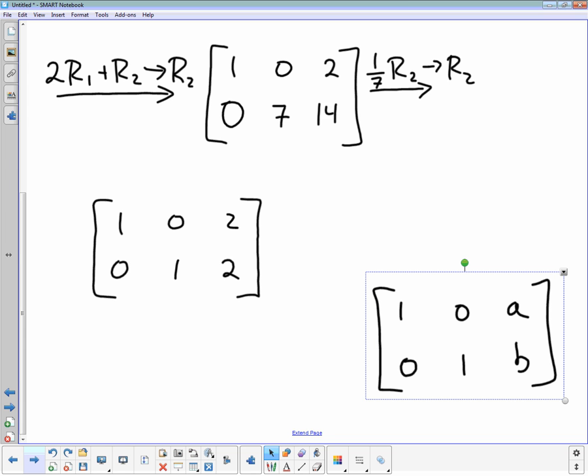Does this make at all any sense whatsoever? Does anybody know what the heck I'm doing? Good.